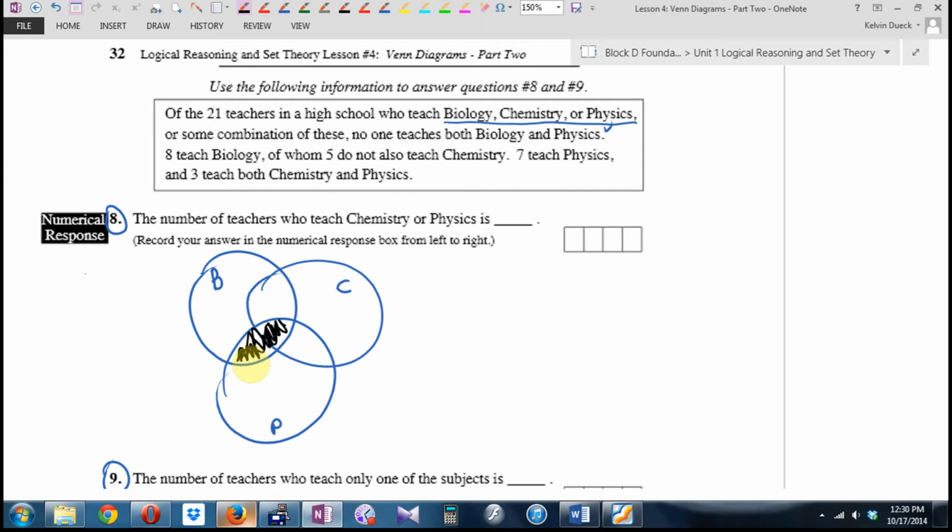How many teachers teach biology? First of all, you understand why I colored in that black area? How many teachers teach biology? How many don't teach chem as well? 5. You know what? It's got to be 5 and 3. There's 8 teachers that teach chemistry, 8 teachers that teach biology, 5 of whom don't teach chem. That's the only way I can make that work.